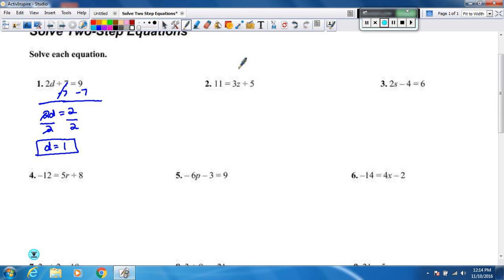So on the next one, you cover up the letter. The opposite of positive 5 is negative 5, so you're going to subtract 5 from both sides. So then 11 take away 5 is 6. Bring down the equal, bring down the 3z. Opposites cancel. This is 3 times z, so the opposite of times is divide. So I divide both sides by 3.